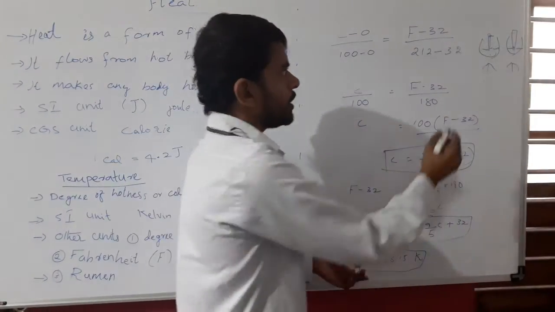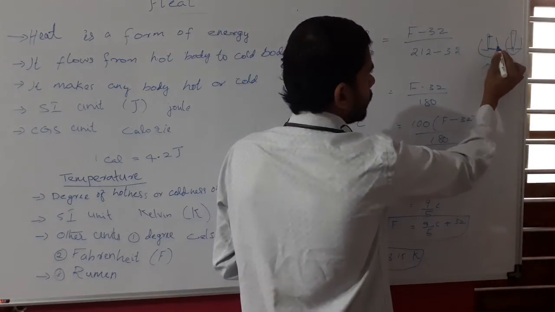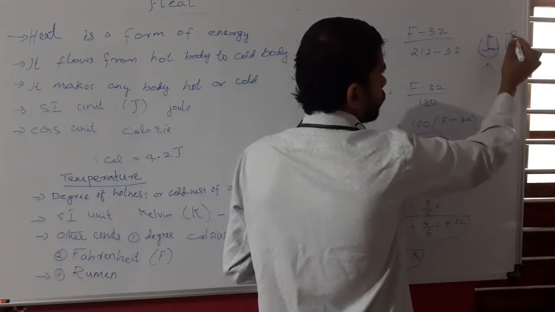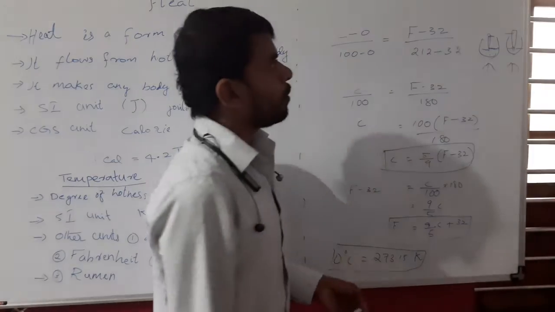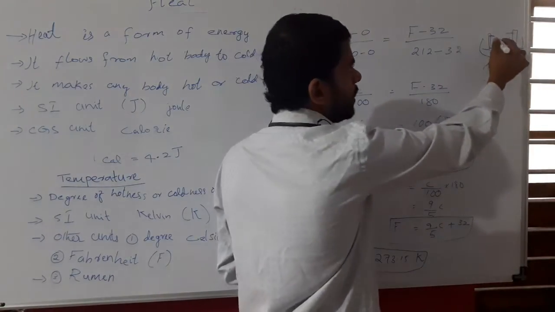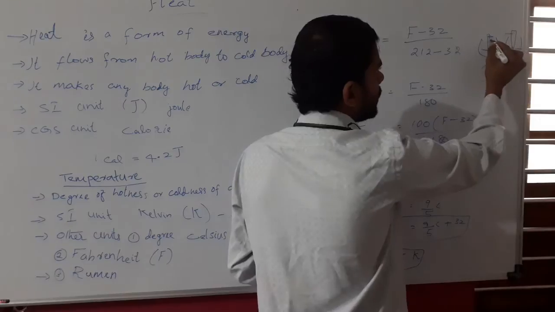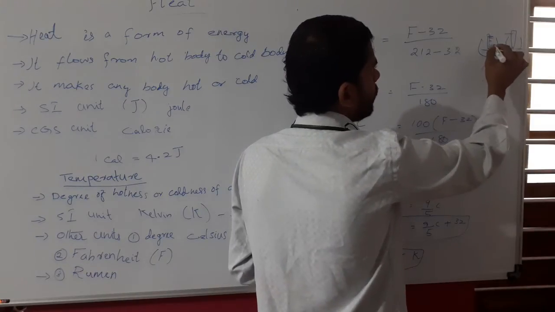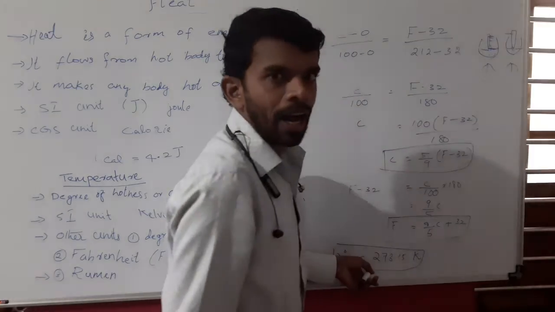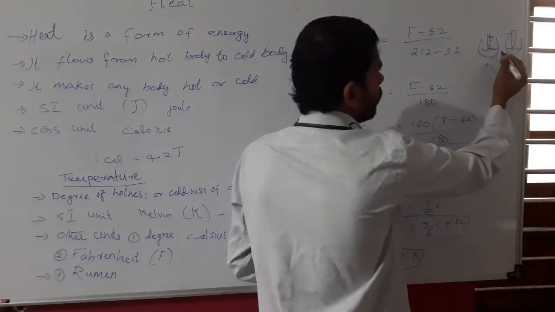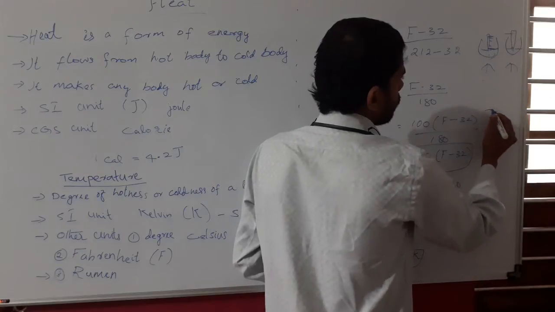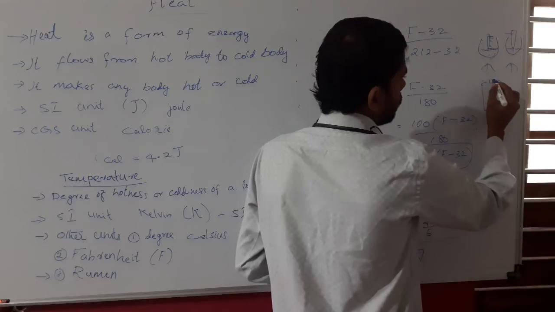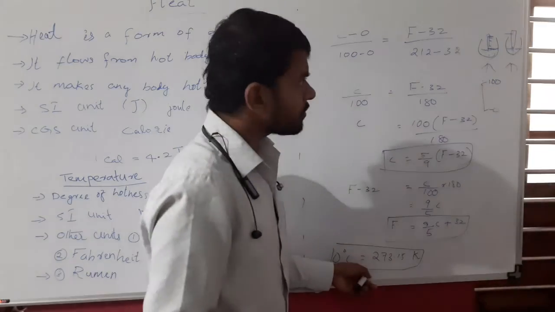So this is the lower level, and this is the higher level. Between these two points I am making 100 divisions. Between the higher and lower I am making 100 divisions, and at the lower I am giving 0. Here it will be 100.